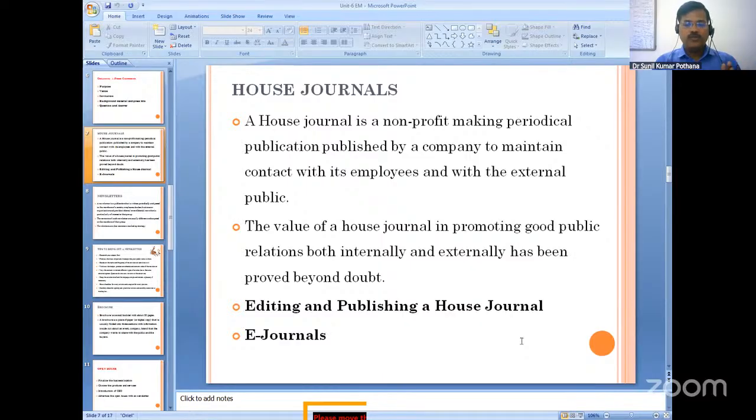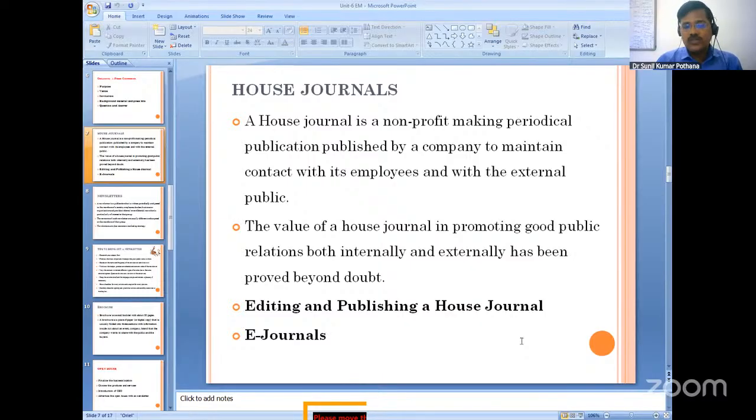Already we know what is external public and what is internal public. I will again repeat here. Internal public means employees, family members of the employees, and board members. External public means the customers, the retailers, the wholesalers, the stakeholders, the shareholders. All these come under the external public.